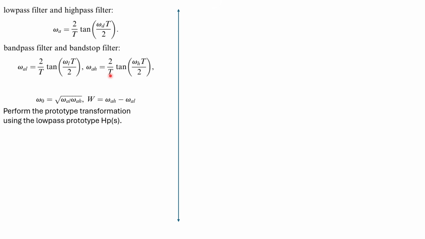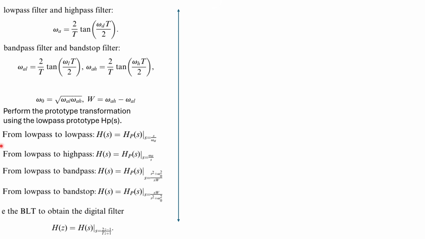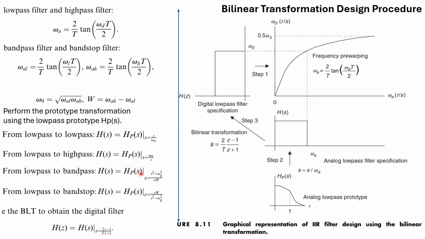And what are these? So omega_AL, omega_AH. You can check here for the low pass filter H(s). We are always using the same prototype, that is 1 over s plus 1, that is for the first order. So replace all these values in order to get the value of the filter, right?